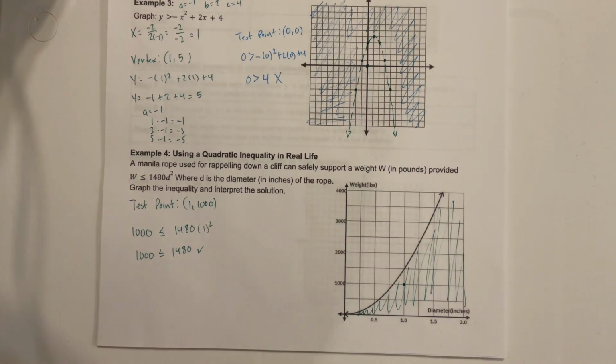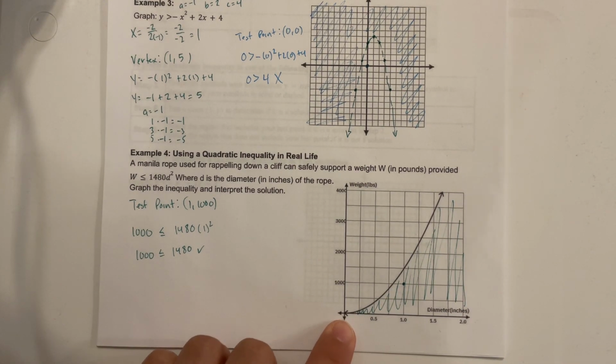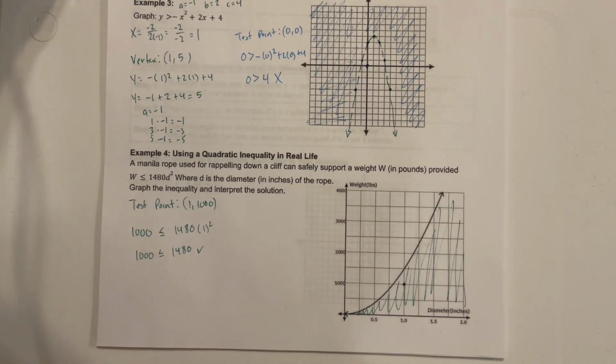Now you notice I didn't use 0, 0 just because the origin actually looks like the graph passes through there, so that's why I didn't use it. But using this point here, 1, 1000, we can see that it checked out to be true, so we know it is shaded below here. Now, we graph the inequality and interpret the solution.